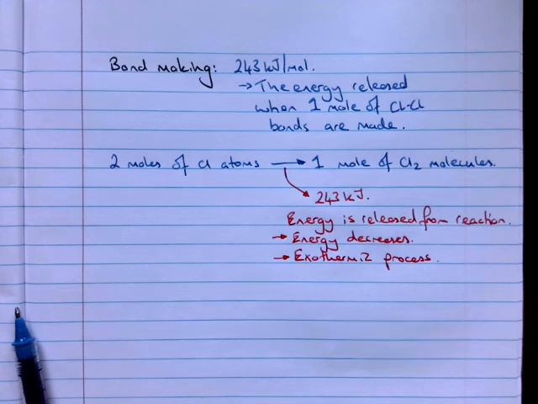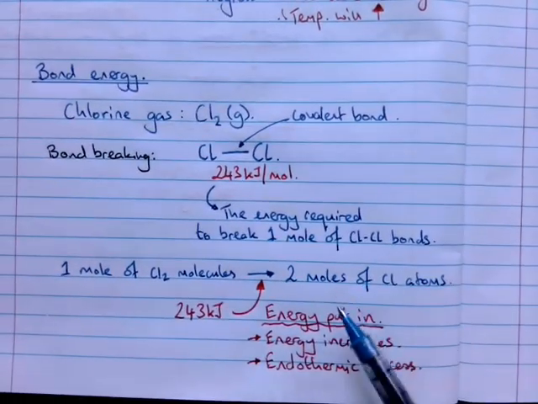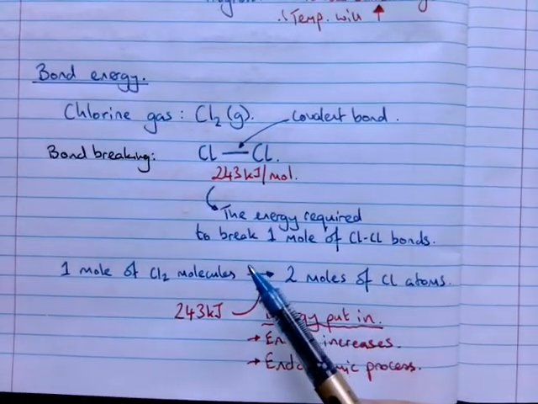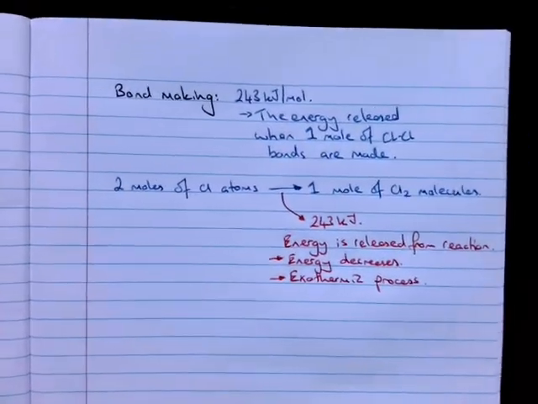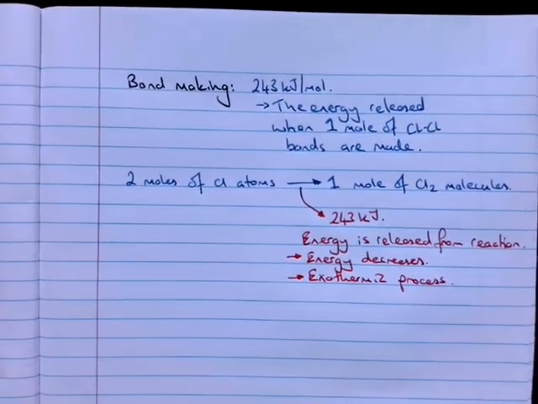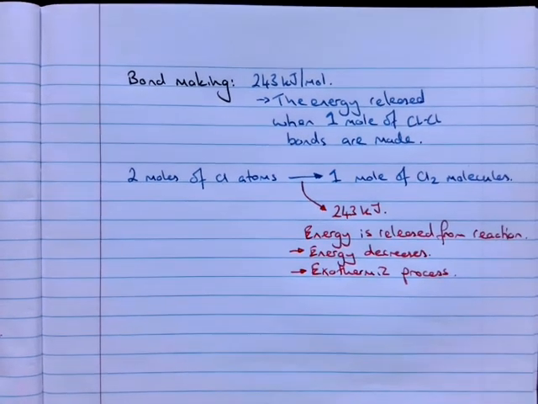At this point it's really important that you know that when we break a bond, we have to put energy in, and that's an endothermic process, and when we make a bond, energy is released, and that's an exothermic process.